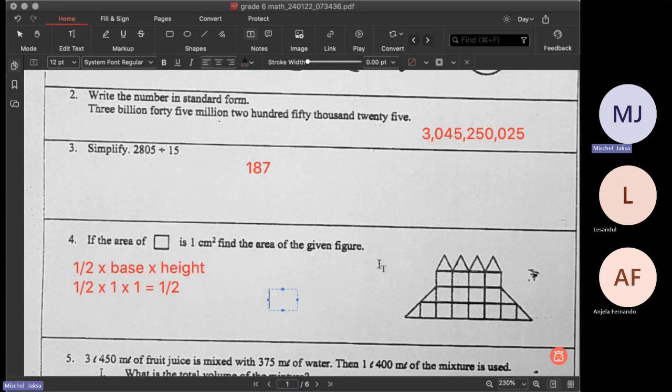So how many triangles do we have? 1, 2, 3, and 4. So 4 triangles means the area is equal to 1 over 2 multiplied by 4, which means, what is the answer? We get 2 cm2. I'm not going to write the superscript because this is not allowing me to write the superscript. Let me write it like this.